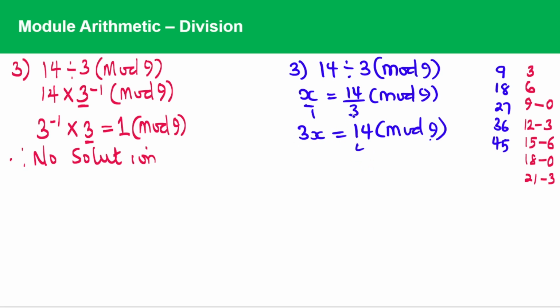So if we continue, we will never get a multiple of 9 that when added to 14 will make 14 divisible by 3. So as such, there is no solution. So this is an example of a question where both the algebraic method and the multiplicative inverse method will not yield a solution.